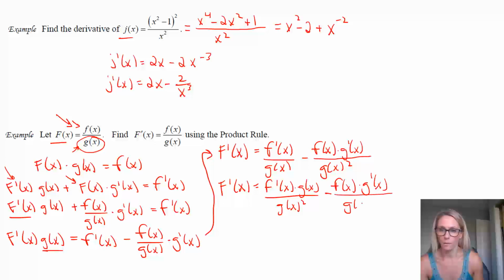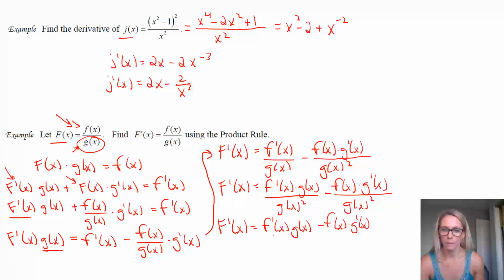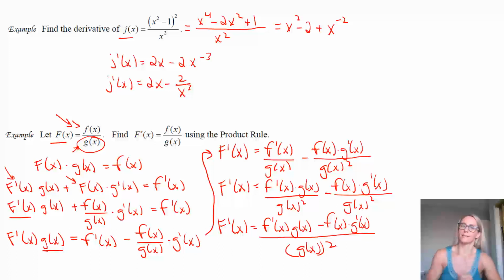And now for the grand finale, now we can combine both of the terms. We get f prime of x times g of x minus f of x times g prime of x divided by g of x squared. And hopefully you recognize this as the quotient rule. So we've basically just proven the quotient rule, but we used the product rule to do it. So that is section 2.3.